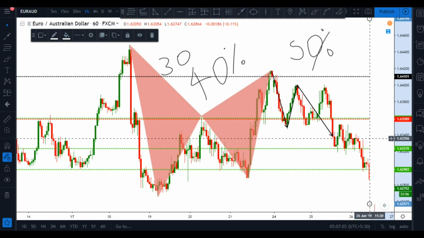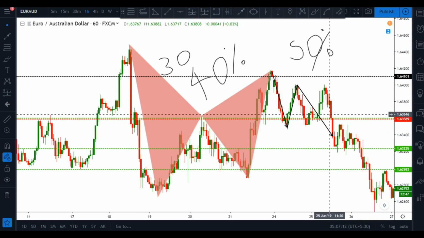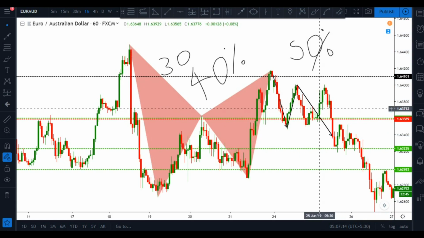Okay guys, that is how I manage an advanced pattern trade. My approach for advanced patterns will be a little bit different in different market conditions, like in a trending market or something like that. But generally, I trade and manage advanced patterns as I explained here.